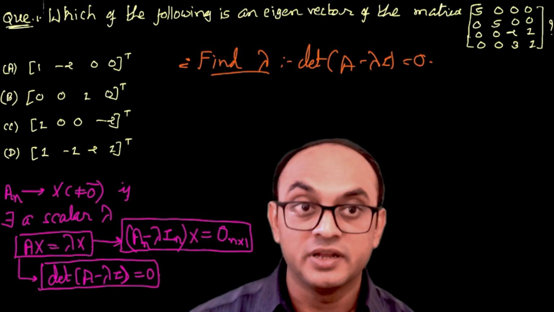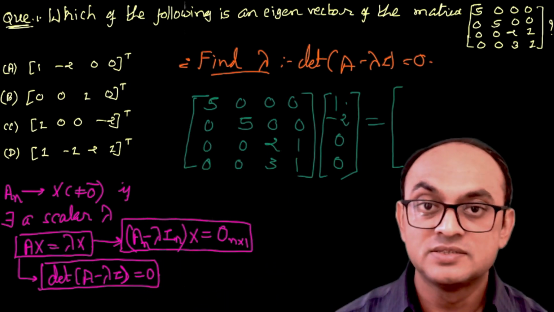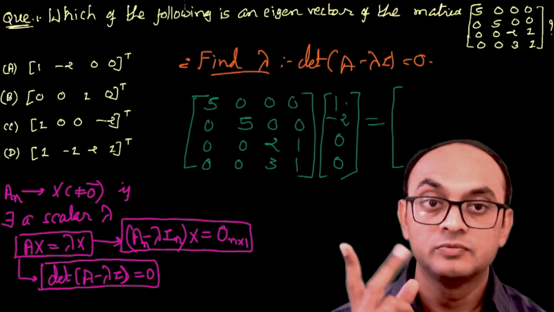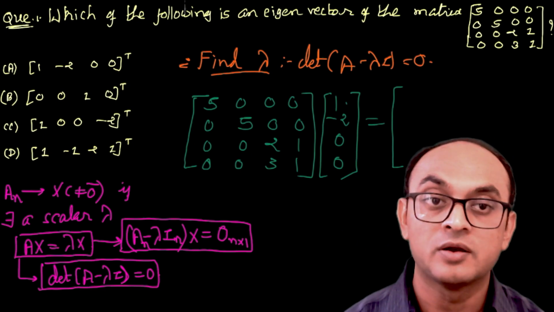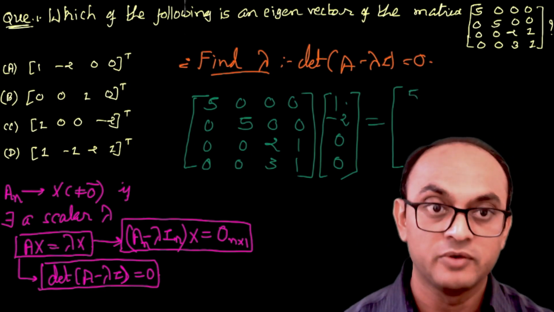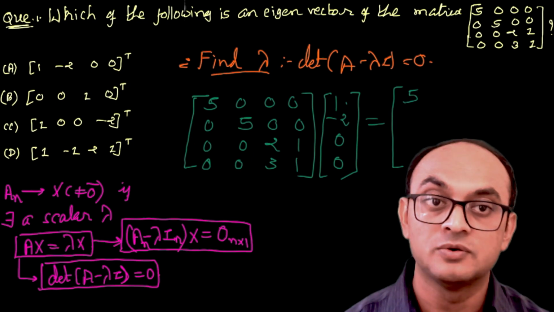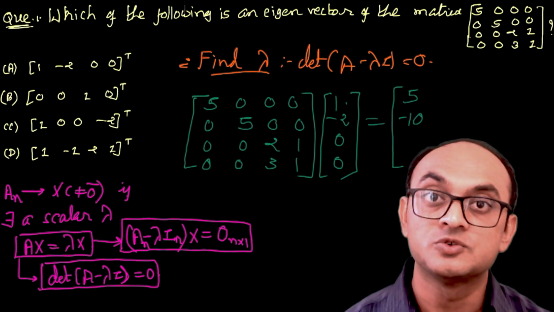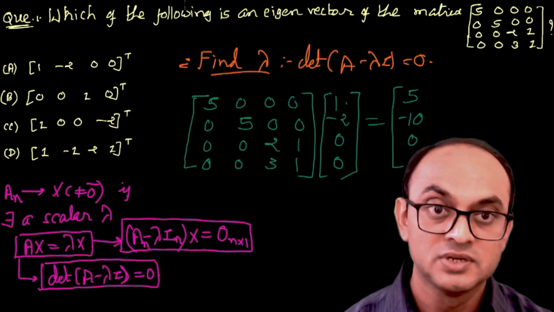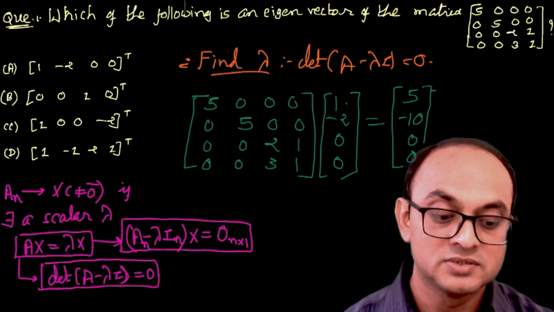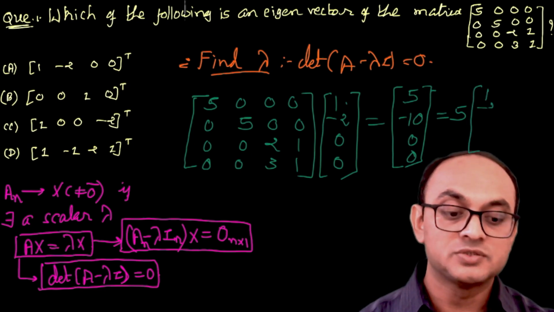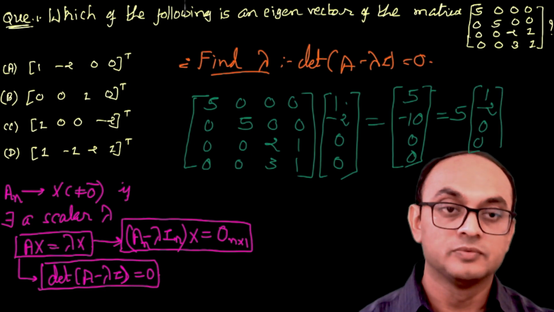Let us start with option A, matrix A into x. My x is (1, -2, 0, 0). What is the product of these two? The first row, 5 0 0 0 times (1, -2, 0, 0), gives 5. The second row, 0 5 0 0, gives -10. Then 0 0 2 1 gives 0, and again this is 0. This can be rewritten as 5 common, times (1, -2, 0, 0).